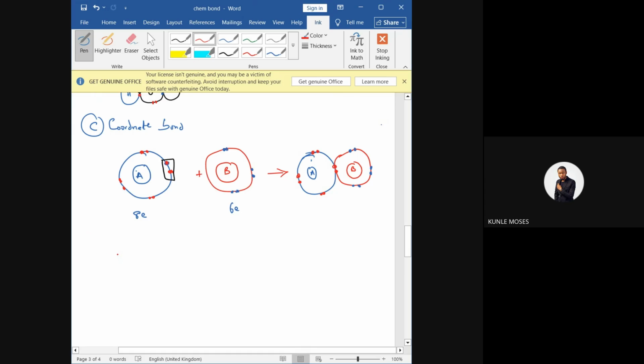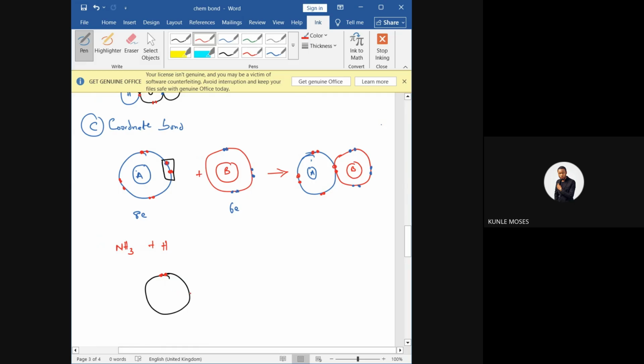So ammonium ion, NH4 plus, you will see NH3 and hydrogen ion. They are coming together to give NH4 plus, right? Now, how does it form? Nitrogen is 2,5, right? Let me just draw the last electron shell. Let's say we have two here. 1, 2.